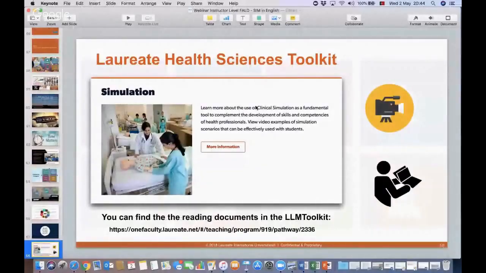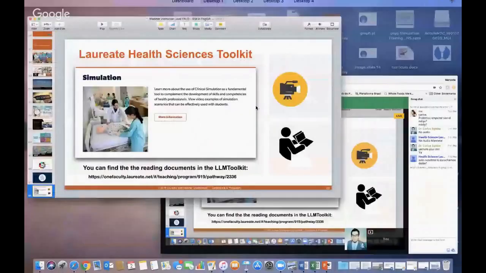I'm going back to the chat just to see if we have more questions. Dr. Francisco is asking, in your view, for a professor that has never facilitated a scenario, what does it take to prepare her to have confidence in doing it? Your experience with professors, please. How to start? So it's a very good question.